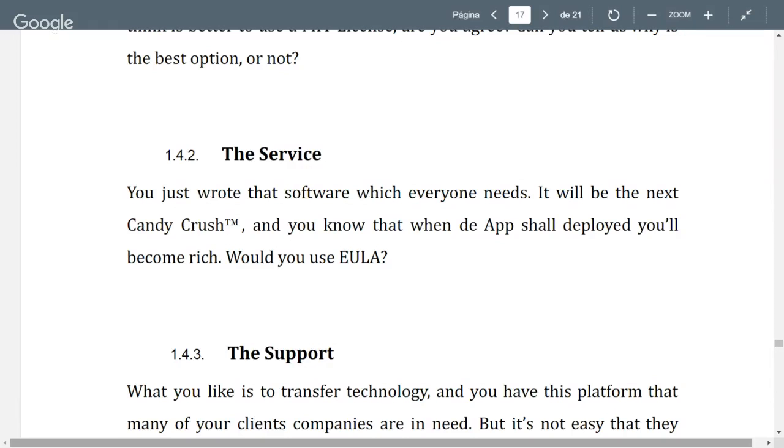The question is, what is the dark side of the EULA? What is the responsibility that you have if you do that? And what are the possible problems that you get with that? That is the question.